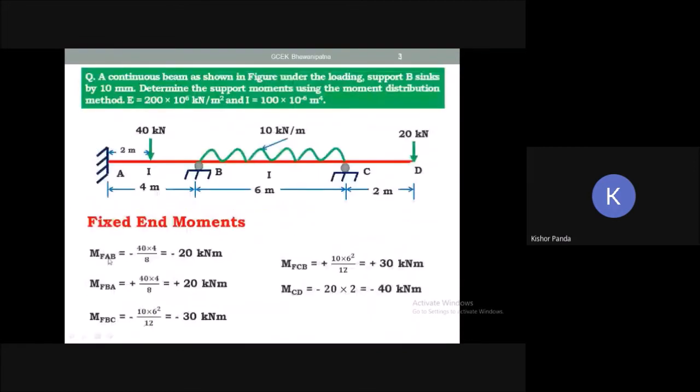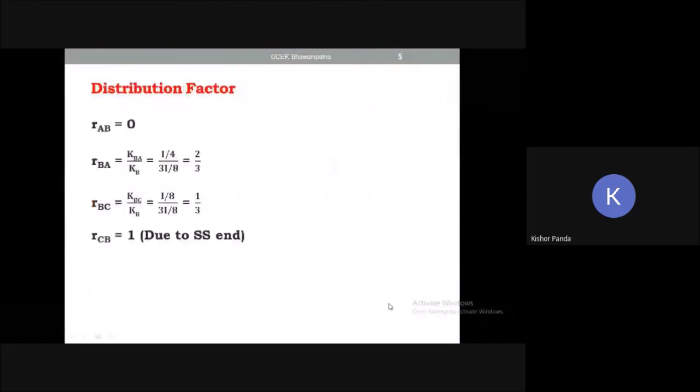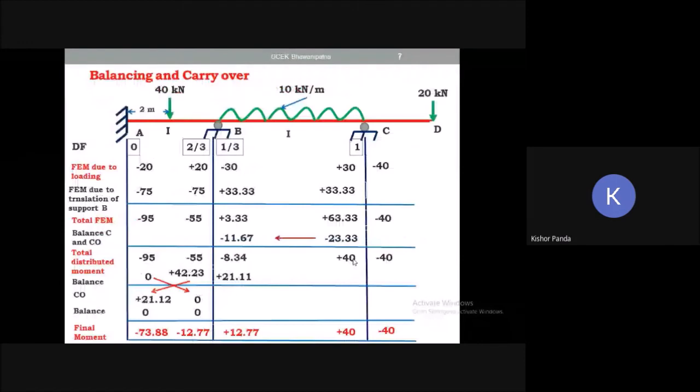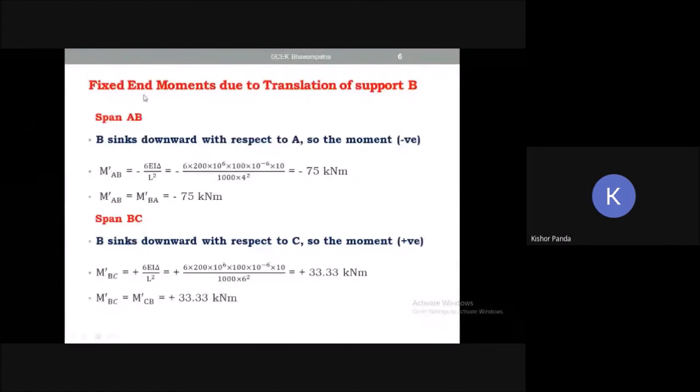This is MFAB minus 20, MFBA plus 20, MFBC minus 30, MFCB plus 30, MCD minus 40. These are the moments, the fixed end moments due to loading. Here you know the fixed end moment due to translation of support B.